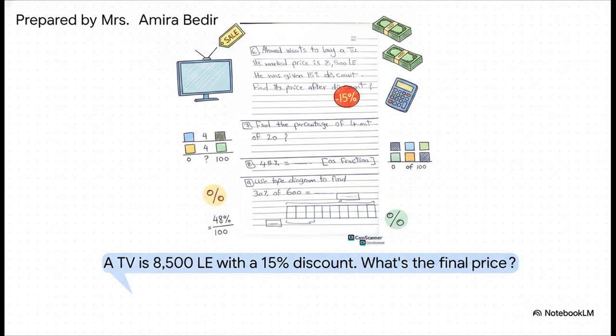And here it is, the word problem. I know, but don't worry. We've got Ahmed buying a TV for 8,500 LE, and there's a 15% discount. We just need to find the final price. The number 1 rule for word problems is, don't panic. Just pull out the important bits of information.